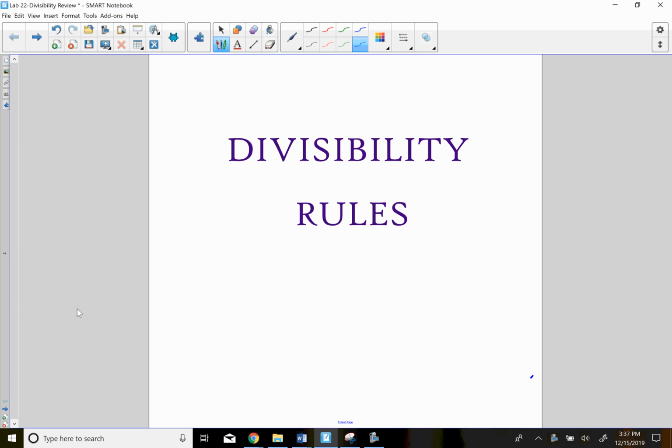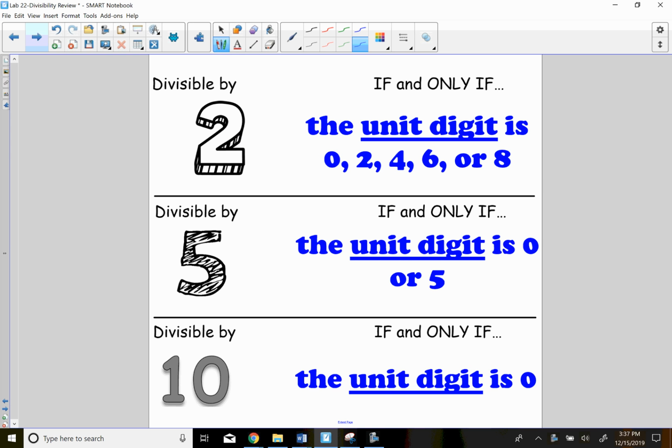All right, sixth graders, we are going to start by reviewing the rules of divisibility. So I've grouped them into three categories depending on how you decide if a number is divisible by certain values. The first set here is based on the unit digit.